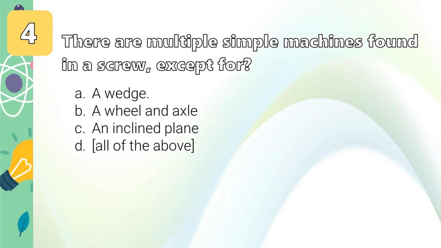Number 4. There are multiple simple machines found in a screw, except for A. A wedge. B. A wheel and axle. C. An inclined plane. D. All of the above.